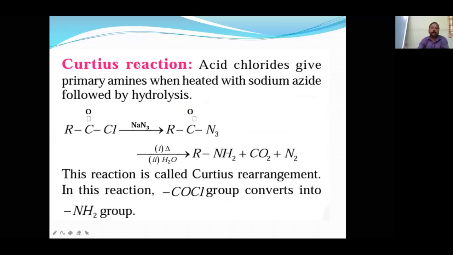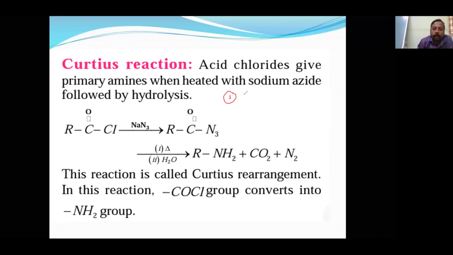Okay, Curtius reaction. This is a naming reaction. Normally it is found that in the board exam, two naming reactions will be given in 3 marks. That means 1.5 marks per naming reaction in the board exam. In that, you write what is the reactant, what is the product, what is the reagent, and if any special conditions are there, like alpha hydrogens are a must, that also you should write, and write the reaction.